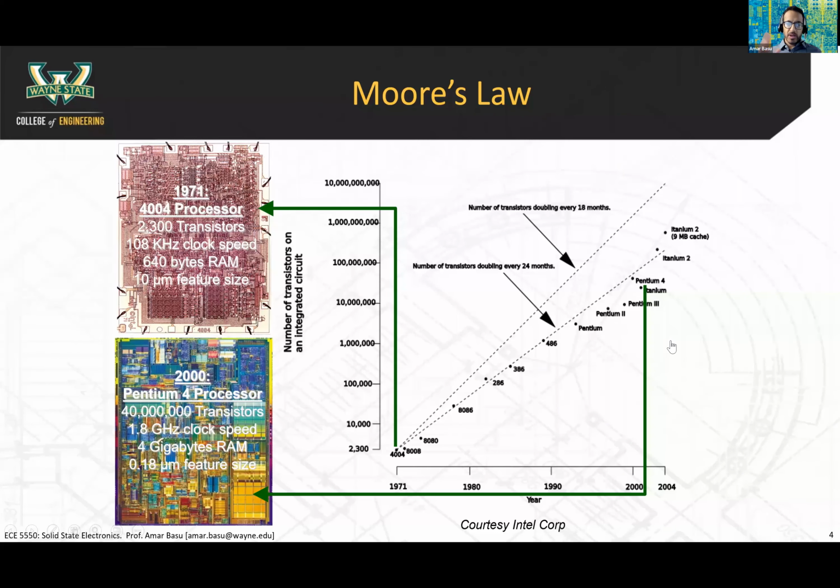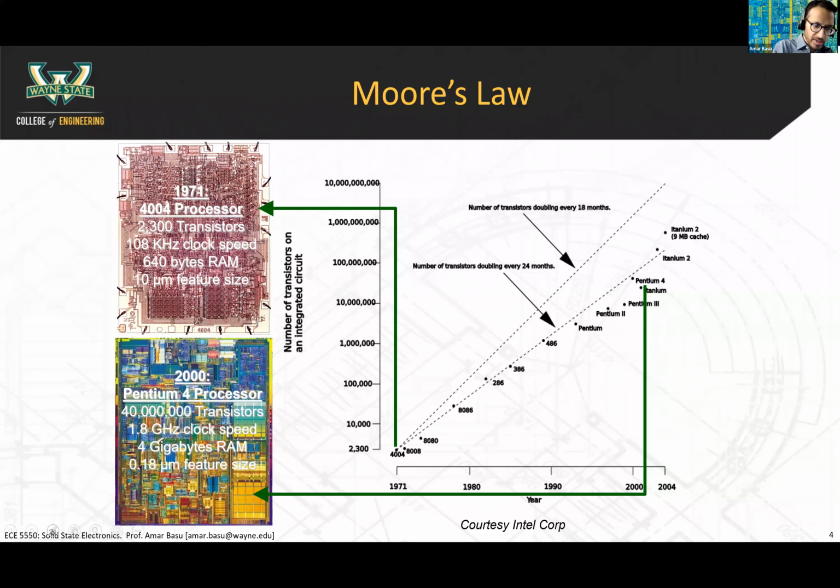We've talked about Moore's law. I think this is just a slide that shows the progression of the microprocessors from 1971 to the 2000s. And of course, that trend has continued, but started to level off today.